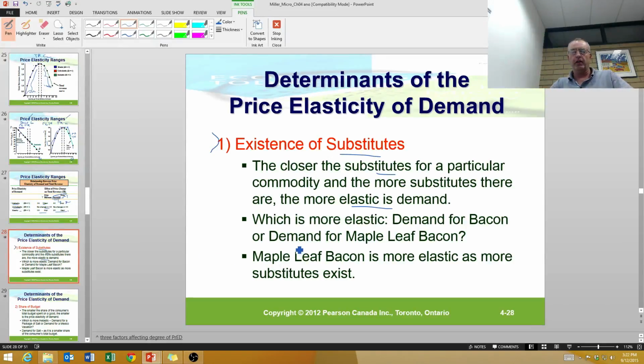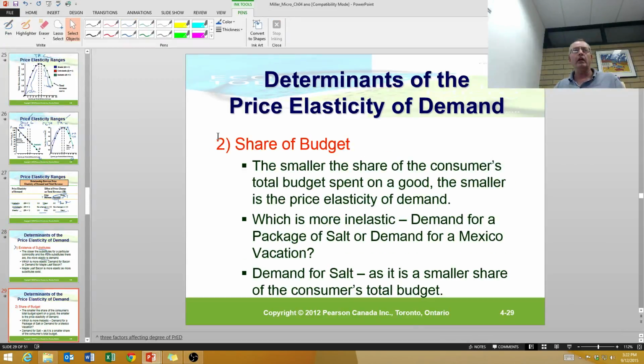And if the product does not have any substitutes, then the demand will be relatively inelastic. That's insulin, addictive narcotics. Okay, share of budget. If we have a product that consumes a very small portion of our budget, then the product tends to be relatively price inelastic. And if you have a product that consumes a relatively large portion of our budget, then the demand tends to be relatively elastic. So the classic example is salt.